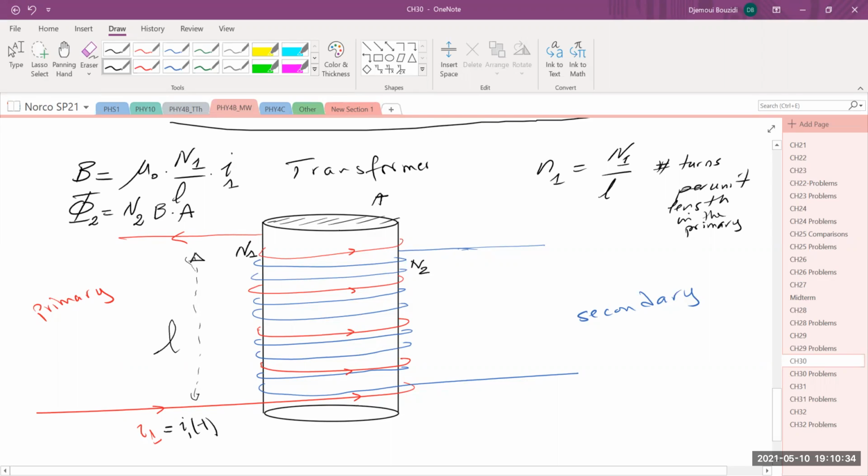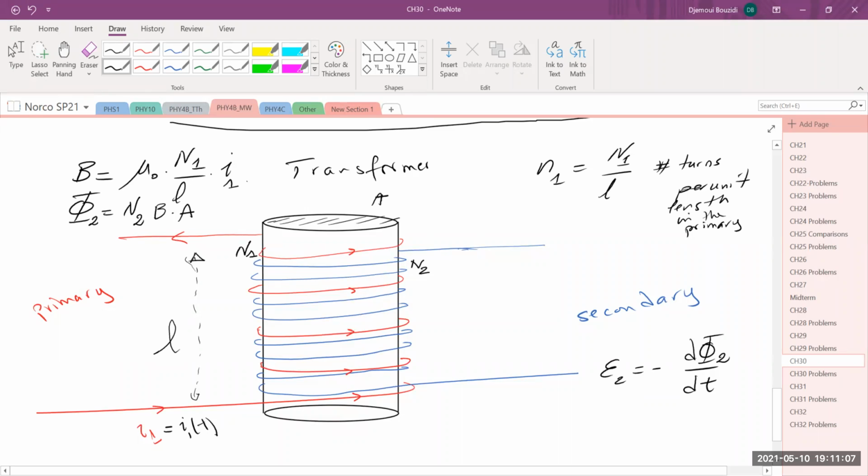So in this situation, if this current I1 changes with time, the magnetic field changes with time. And if the magnetic field changes with time, the flux phi2 changes in time, which will create an EMF in the secondary given by EMF equal to minus d phi 2 over dt. So there will be an EMF in the secondary. Now, if I connect it to a resistor and everything else, there will be actually a current in the secondary, I2.